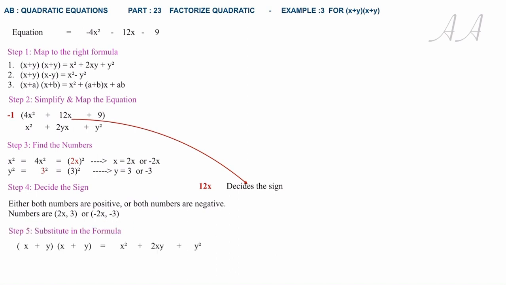Step 5 is substituting in the formula. So let's substitute the first pair. Since we took negative 1 out over here, we have to put negative 1 back in, because this is very important, otherwise you'll get it wrong. You have to do this. And then let's put the parentheses now. So this is 2x plus 3 times 2x plus 3. So minus 1 times (2x plus 3) times (2x plus 3). Or we could write it the other way, as minus 1 times (minus 2x minus 3) times (minus 2x minus 3).